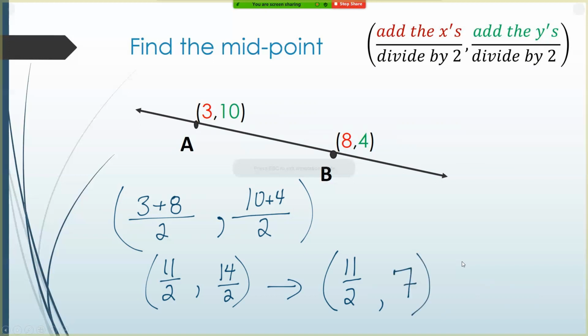You could convert this to a decimal, 5.5, 7, if you wanted to do that as well. So either one of these answers works. I told some of you yesterday, sometimes people type things in their calculator to get the decimals and somehow hit the wrong button and get the wrong answer. So if you're worried about that, just leave it as an improper fraction and that'll be fine.